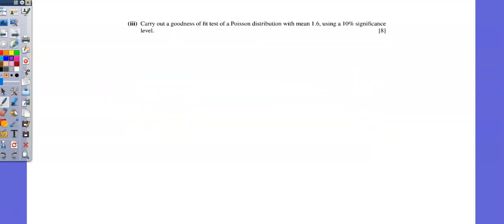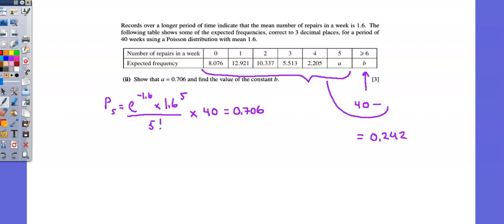And requirement 3, carry out a goodness of fit test of a Poisson distribution with mean 1.6 using a 10% significance level. The values we need for this analysis are on the prior slide, so I'll change to red, and marking up this screen in red relates to requirement 3. First, I'm going to observe my expected frequencies have some values that are less than 5.